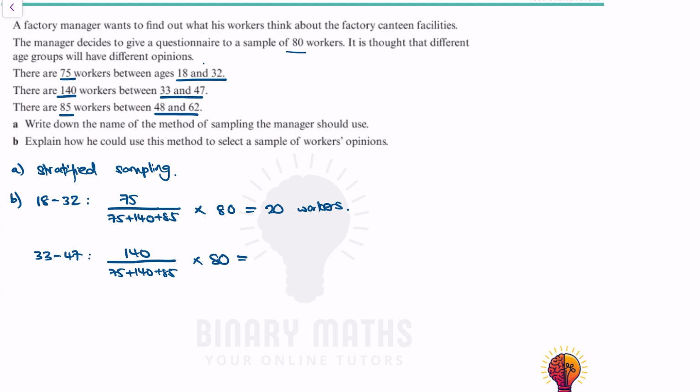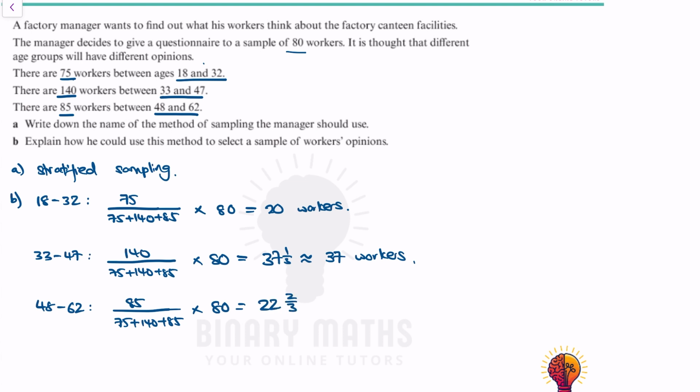So that gives me 37 and a third. Because it's not a whole number, I round it to the nearest whole number, which is 37 workers. And for the subgroup 48 to 62, the total number of workers is 85 out of altogether 75 plus 140 plus 85, times by the sample size, which gives me 22 and 2/3, which when rounded is 23 workers. So these are the number from each subgroup that I need for the sample.